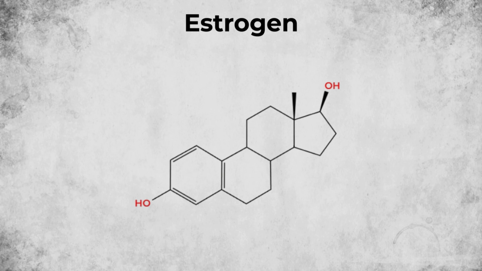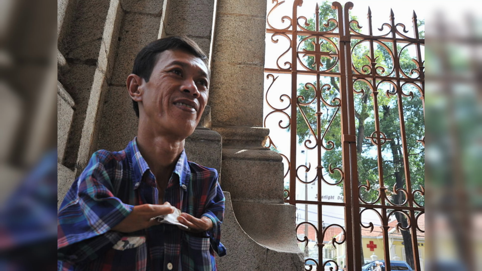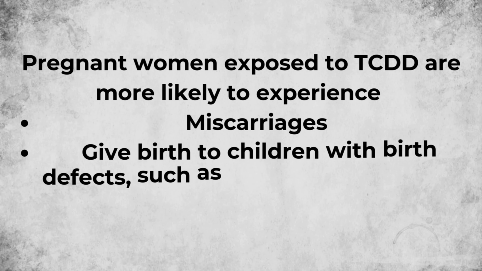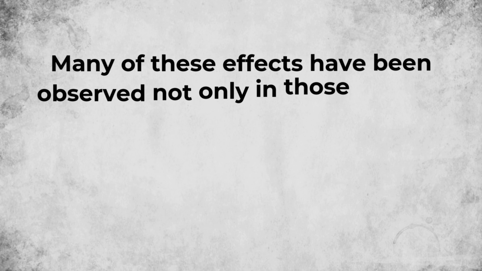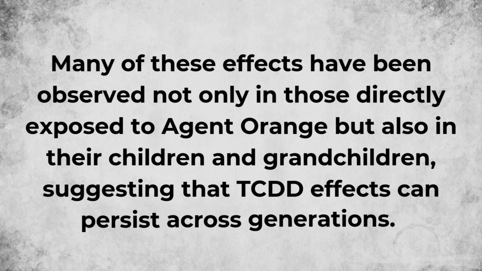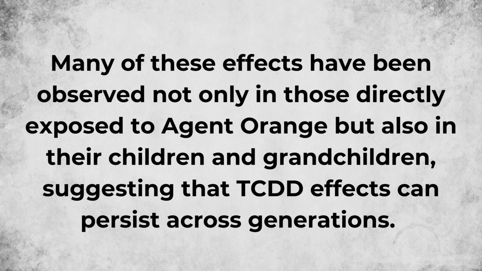It also mimics estrogen, disrupting hormonal balance and affecting reproductive health. Pregnant women exposed to TCDD are more likely to experience miscarriages and give birth to children with birth defects, such as neural tube defects or missing limbs. Many of these effects have been observed not only in those directly exposed to Agent Orange, but also in their children and grandchildren, suggesting that TCDD effects can persist across generations.